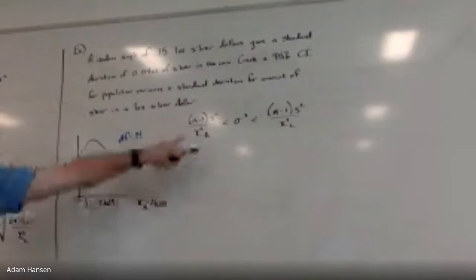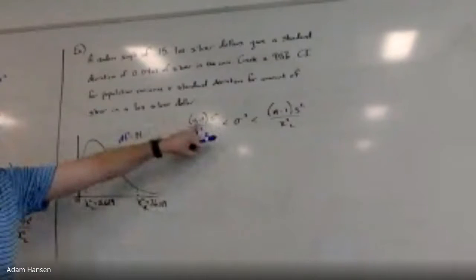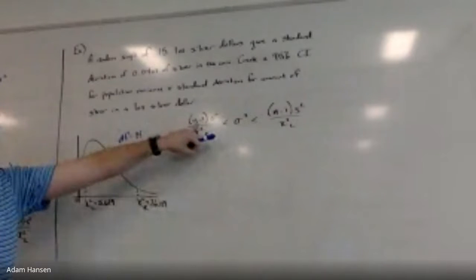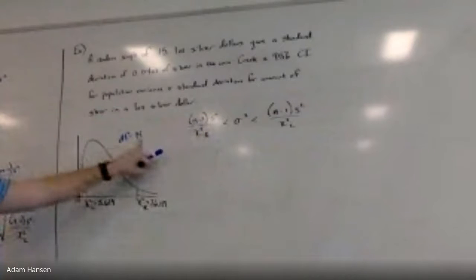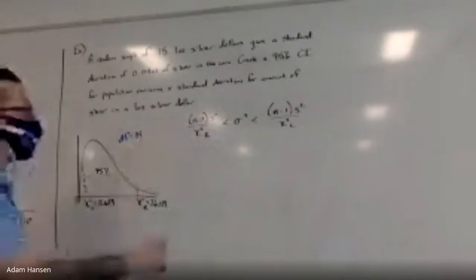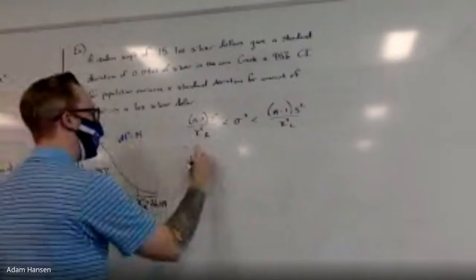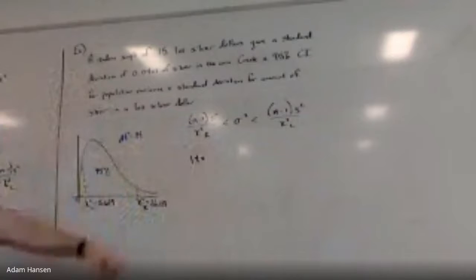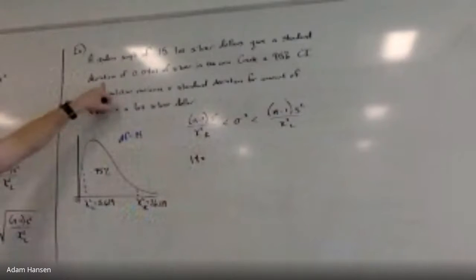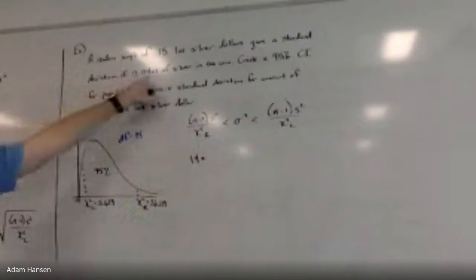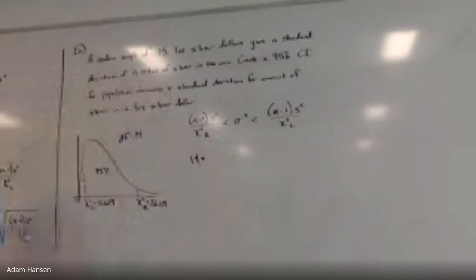What is n minus 1? For a sample of size 15, how many degrees of freedom? 14. We already knew that. It's right here. There were 14 degrees of freedom. So we're going to bring down 14 times what? The standard deviation of those 15 one-ounce silver dollar coins is 0.04 ounces.